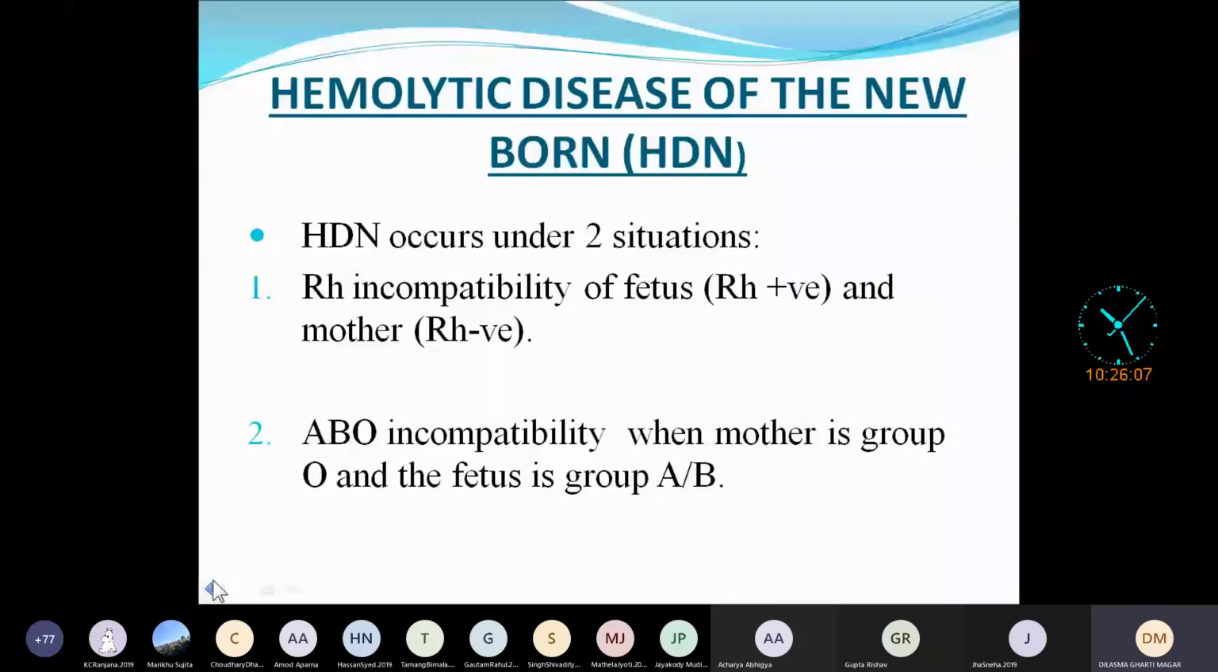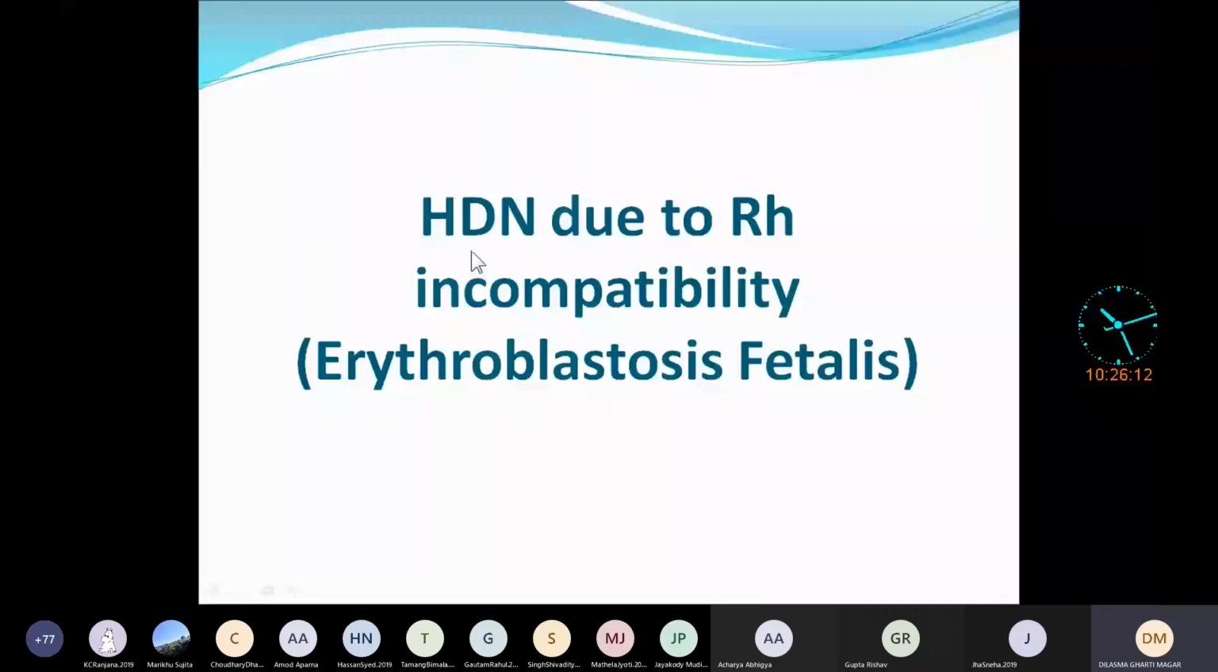So now we'll come to the main heading, that is the hemolytic disease. HDN means the hemolytic disease of the newborn due to Rh incompatibility. Here it is also known as erythroblastosis fetalis, because I'll tell you later that the erythroblasts are seen in the fetal blood. That's why it is also known as erythroblastosis fetalis. Okay.